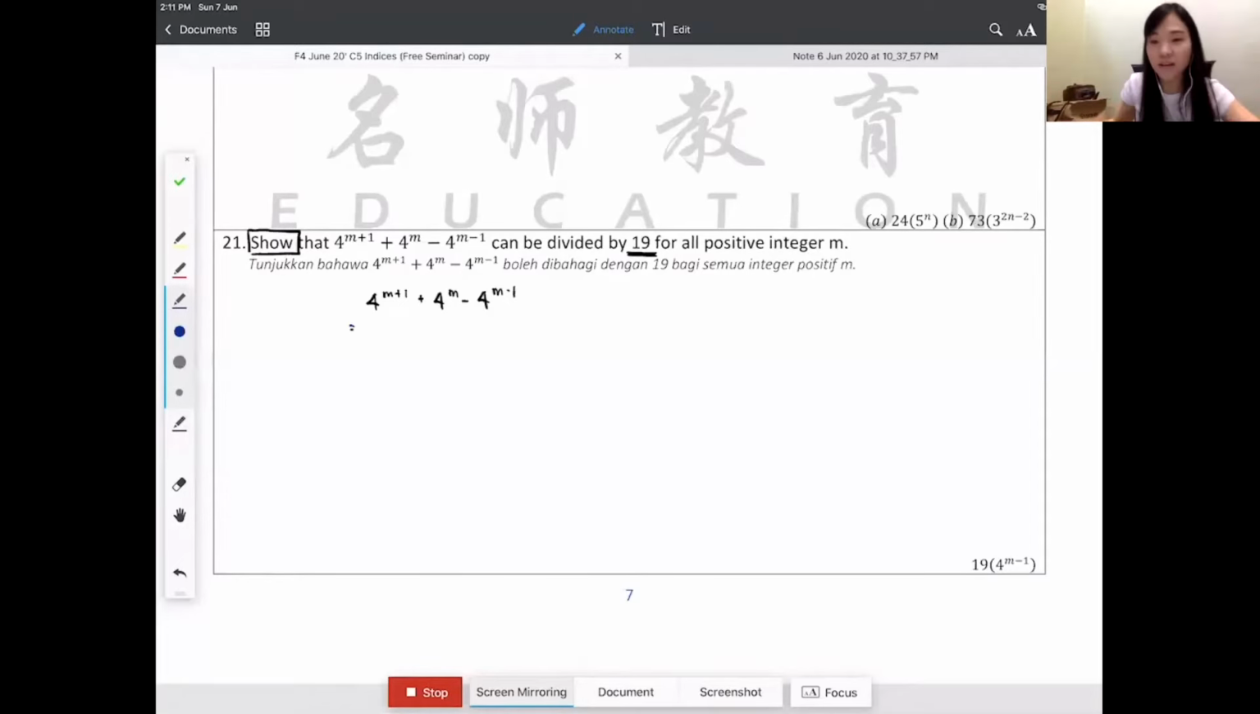So first step, we start from the same base. Okay, I see 4, 4, 4. Perfect, all the same base, correct? So normally when the base is the same, we will combine them together, try to make it 1, correct? Guys, can I combine these together? No, very good. Can anyone tell me why this one cannot?